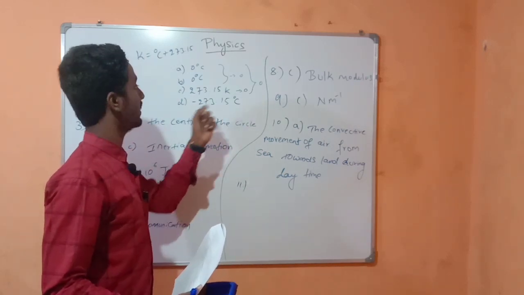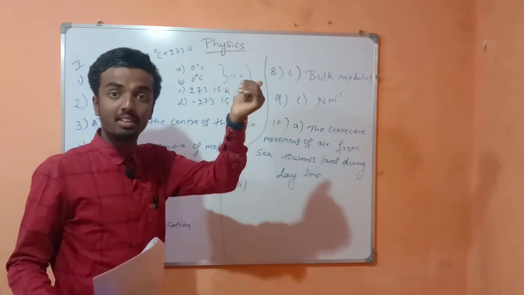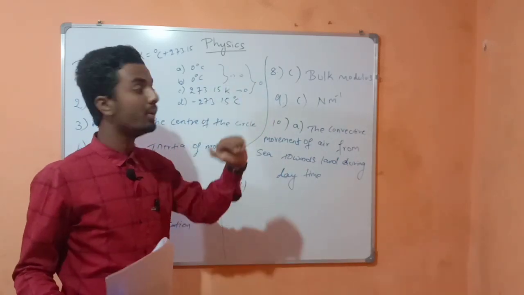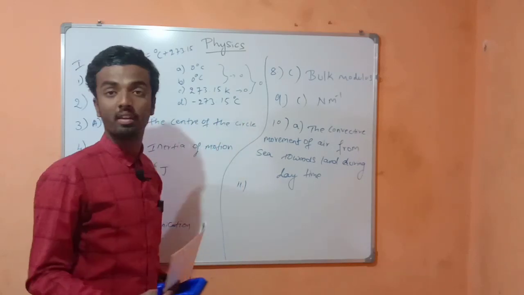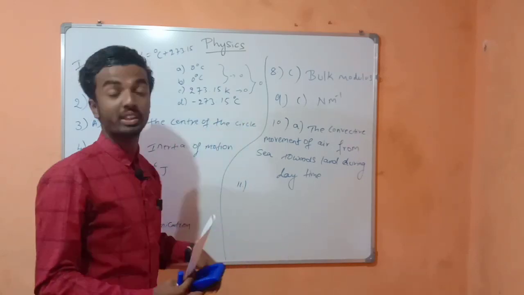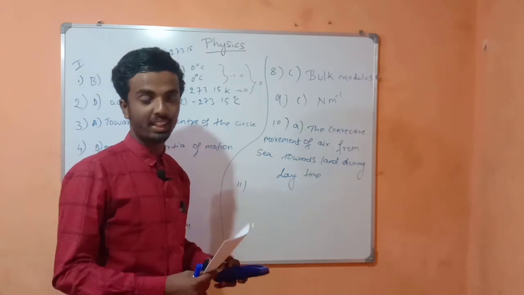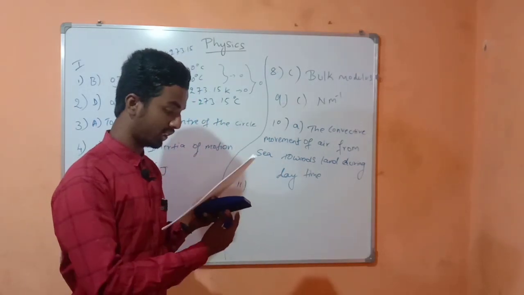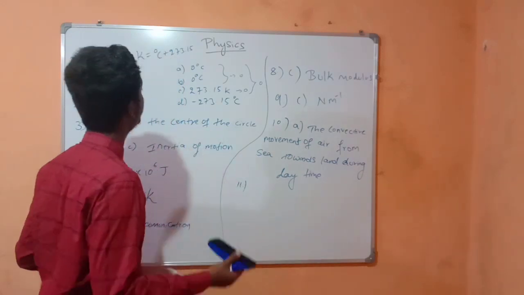Minus, negative. 0 is always greater than minus 273.15 degrees Celsius. Children, they have asked the lowest possible temperature. So our answer is option D.